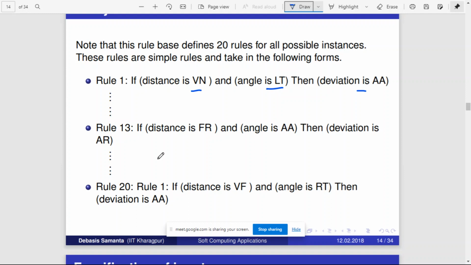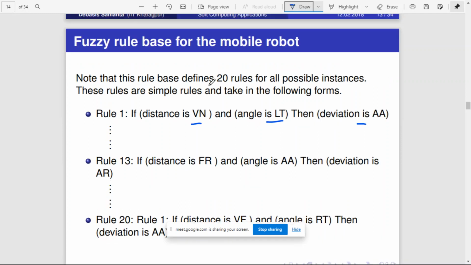So I think it's clear. So these are the 20 rules. Note that this rule base defines 20 rules for all possible instances. These rules are simple and take the following form. Now let us take one example.